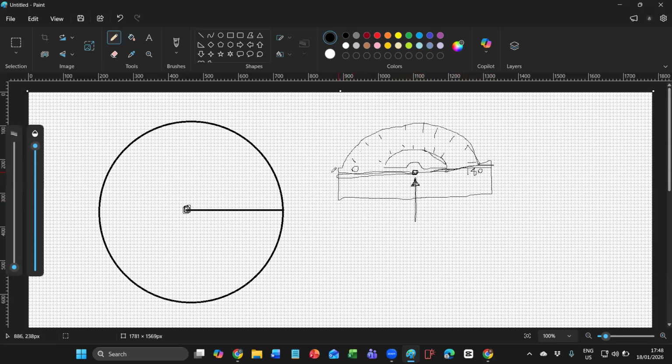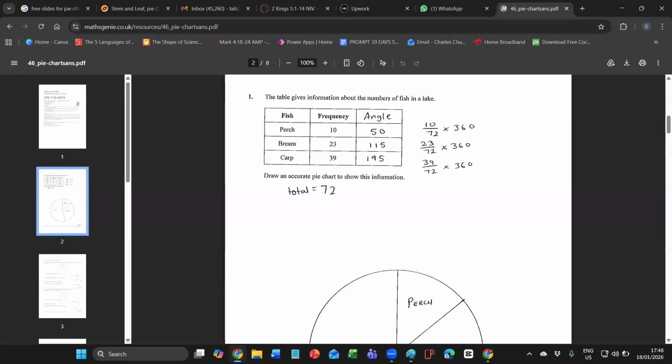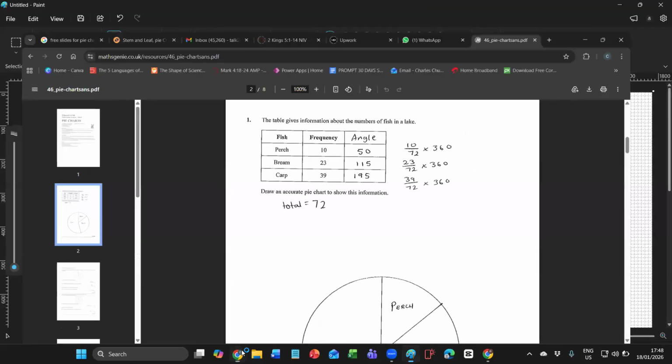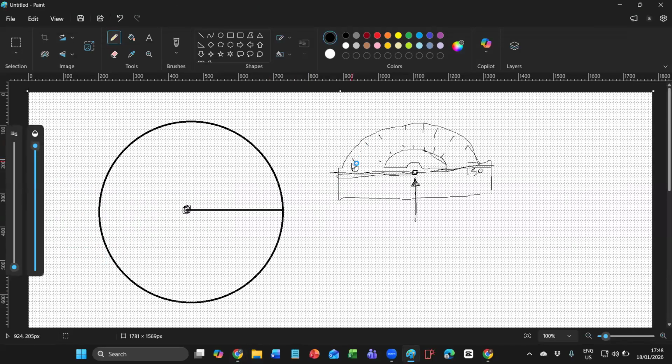Now, why did I make it match the line for zero? Because if I want to get 50, that's the angle for the first one, which is 50 degrees, I'll simply come to my protractor and read off 50. 50 should be somewhere around here. Half of 180 is 90. So 50 should be somewhere around here, right?